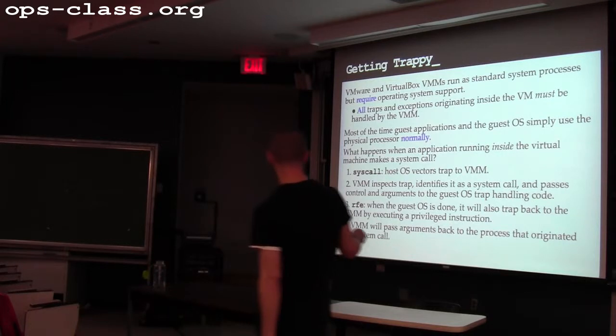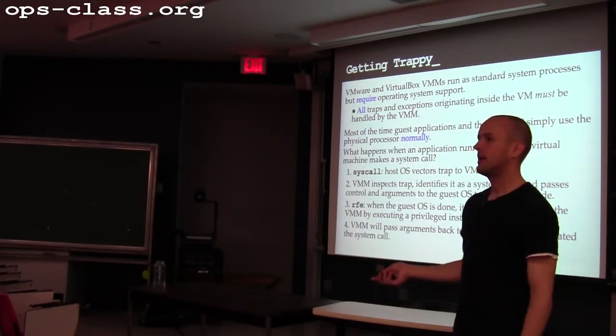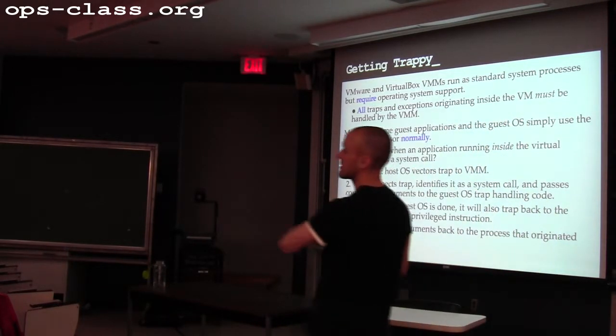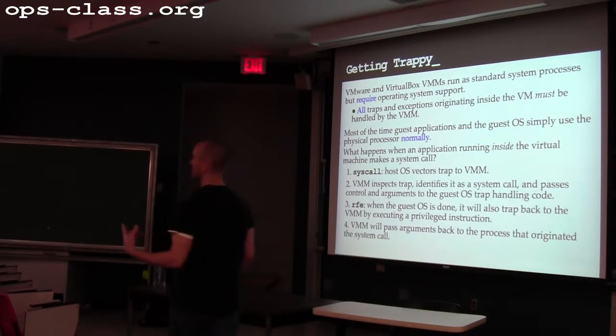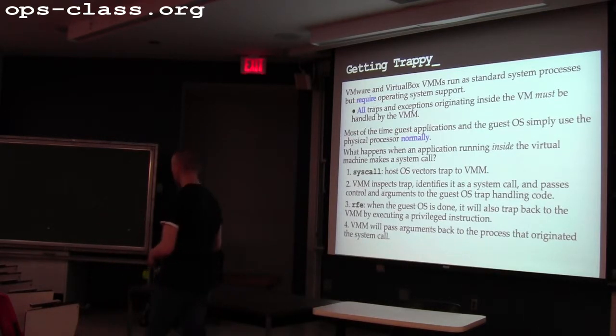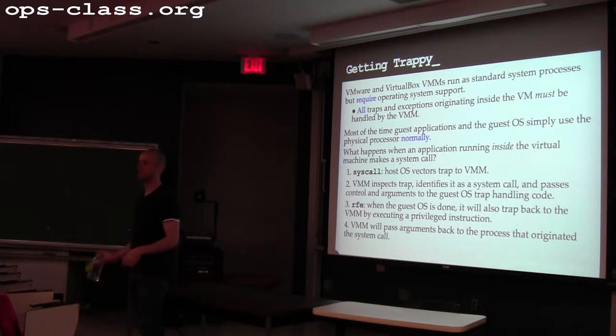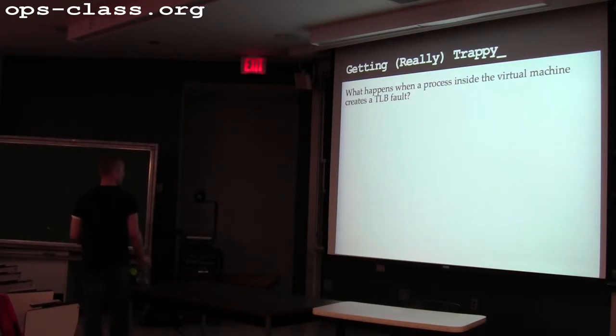So essentially, I need to get back to the VMM. And hopefully the way this happens is that I trap back into the host operating system. That trap is handled back to the VMM, and the VMM sees, oh, okay, the guest operating system is done executing the system call. I know where the caller was. I'll just pass the arguments back to the caller and restart the instruction. All right. So let's do a more fun example.